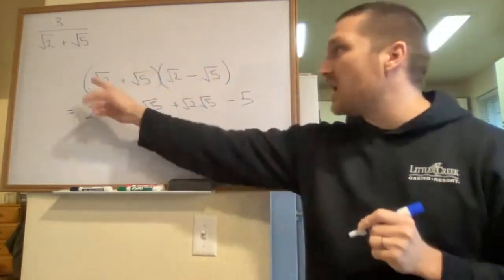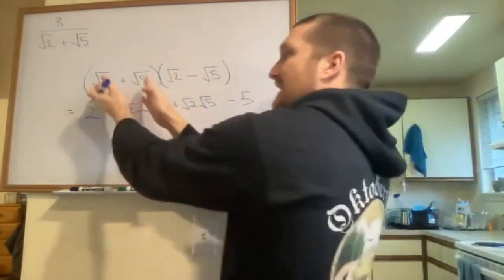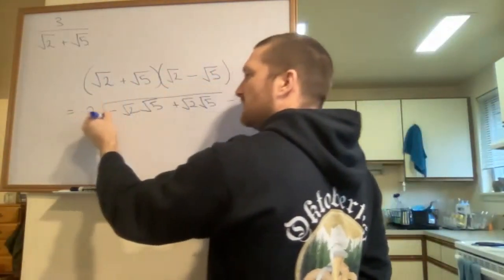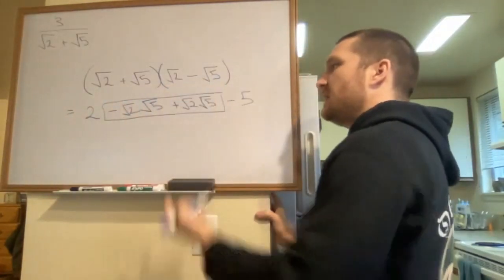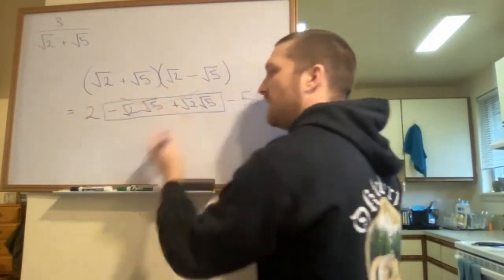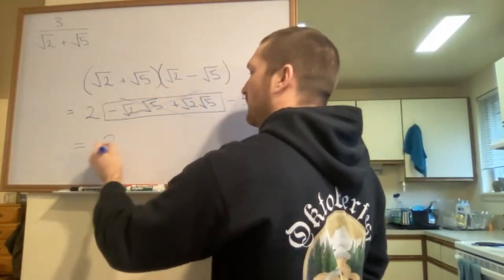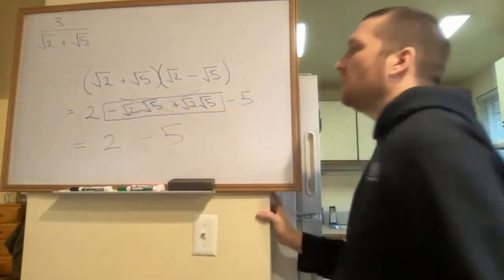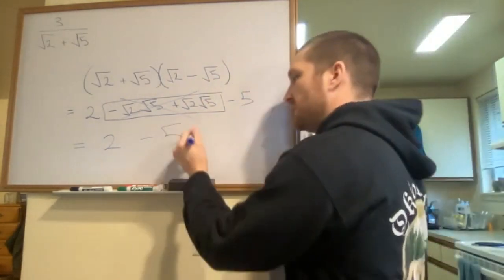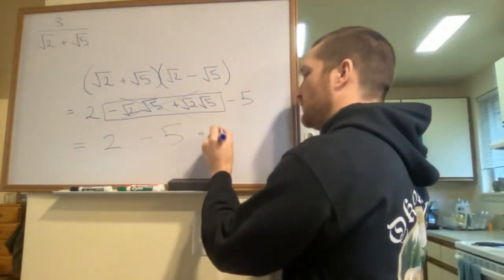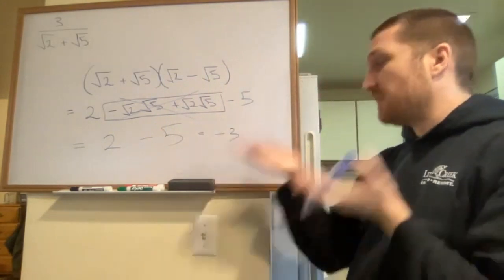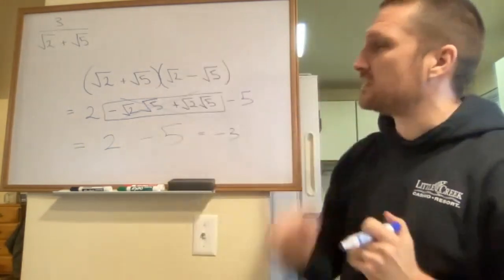Now check this out. This is the cool thing about conjugates: because we wrote the exact same thing here, the outer and the inner will always cancel each other out. Plus this amount minus that exact same amount comes out to nothing. And this is how we get rid of all of those pesky square roots. So altogether, this comes out to 2 minus 5, which is minus 3. And that is a rational number. That's perfectly good.